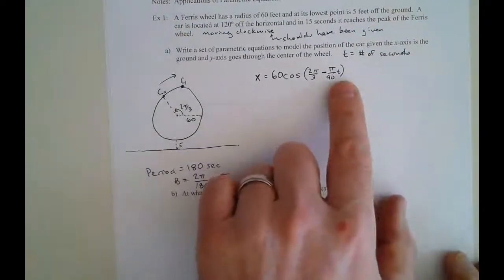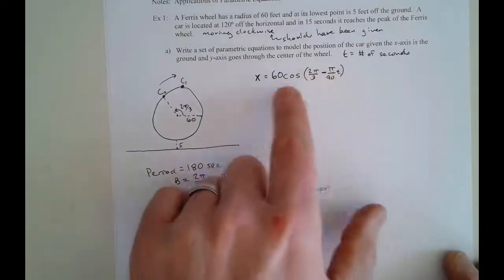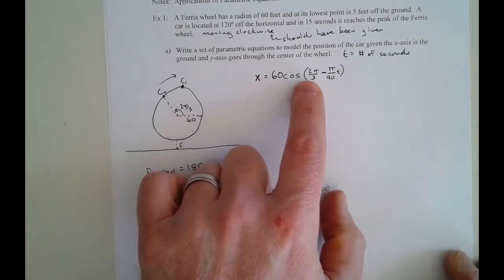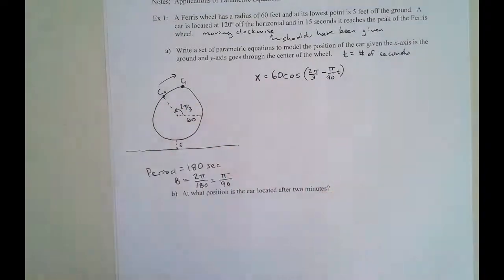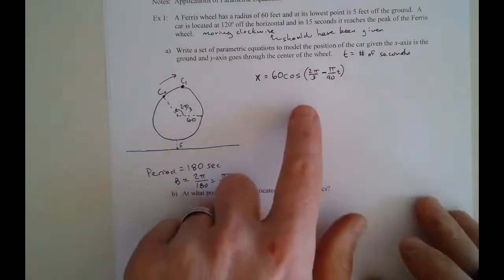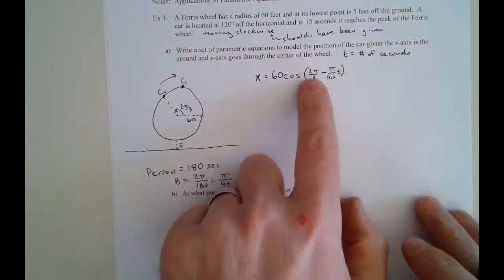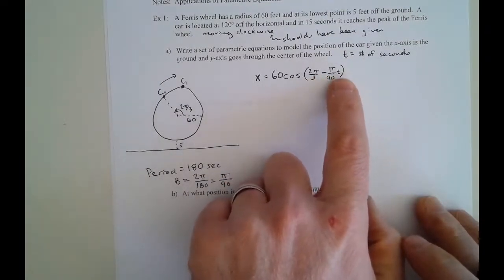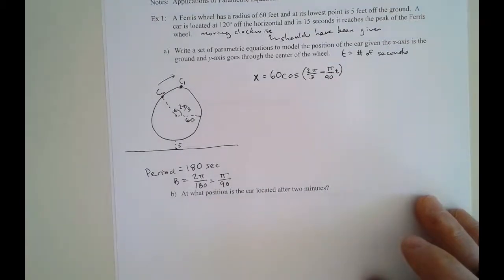So if I plug in a time of 0, this zeroes out, and the x coordinate would just be 60 cosine of 2 pi over 3. If I were to plug in, for instance, that my time is 15 seconds, I have 2 pi over 3 minus pi over 6, and that would give us pi over 2.